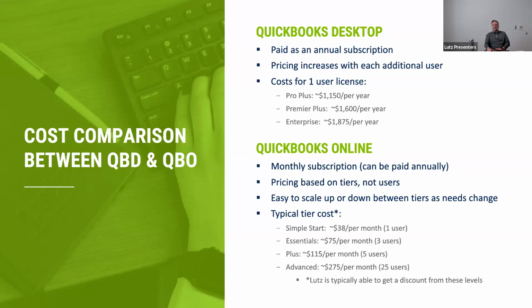So if you need 5 users, you're going to pay for a 5-user license, and that price is going to increase. The cost for a 1-user license is listed there. Pro Plus is about $1,150 a year. Premier Plus is about $1,600 a year, and Enterprise starts at about $1,875 per year. And then the cost of users after that will increase. 2 users doesn't double that, but there's a progressive cost increase as you go to more users.